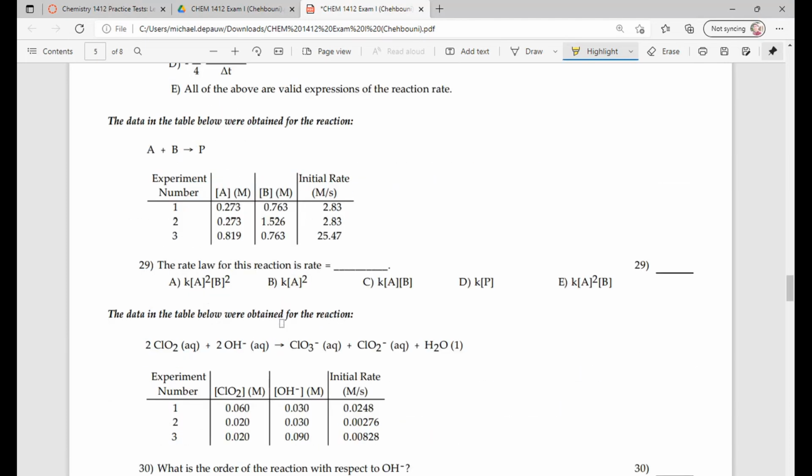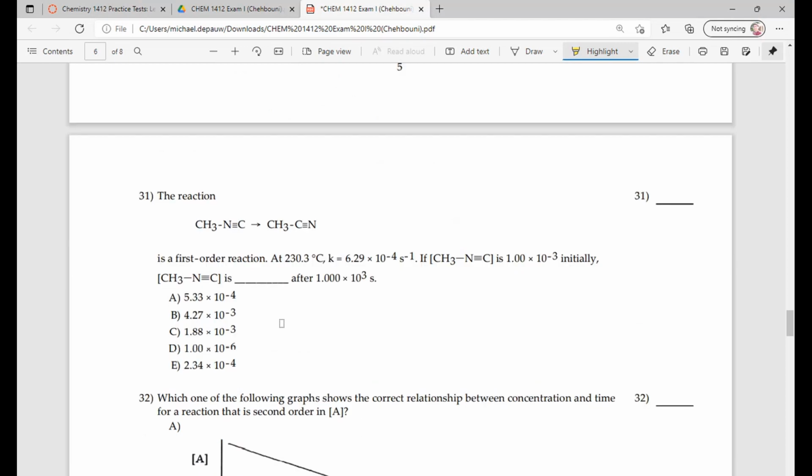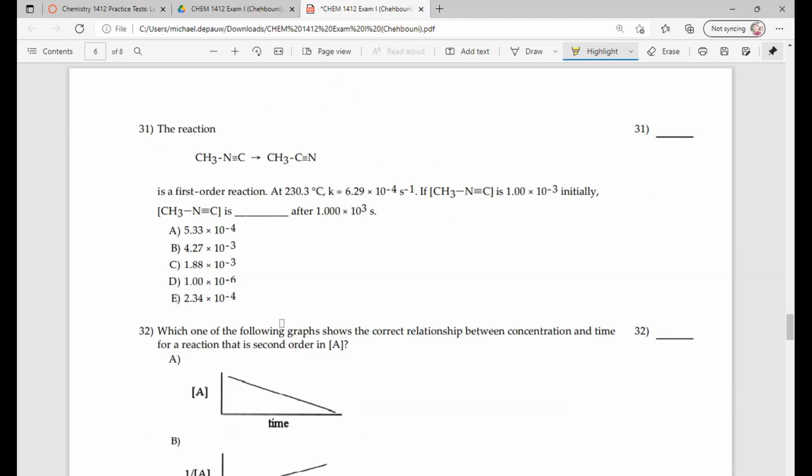31. Oh, I'm sorry. Okay. The reaction is a first order reaction at 230.3 degrees Celsius. The rate constant is 6.29 times 10 to the negative 4 seconds to the negative 1. If the concentration of methyl cyanide is 1.00 times 10 to the negative 3rd initially, then what is it after 1,000 seconds?